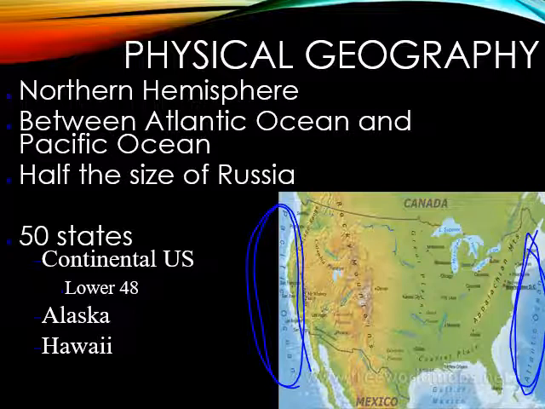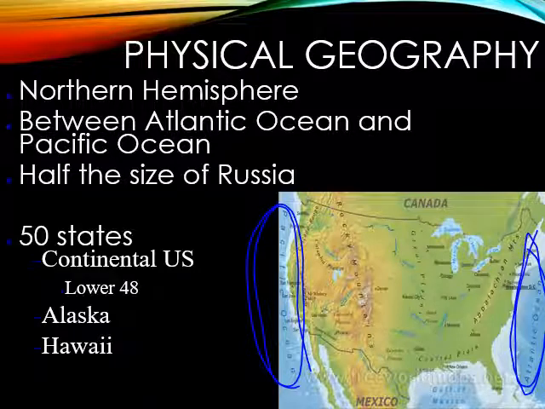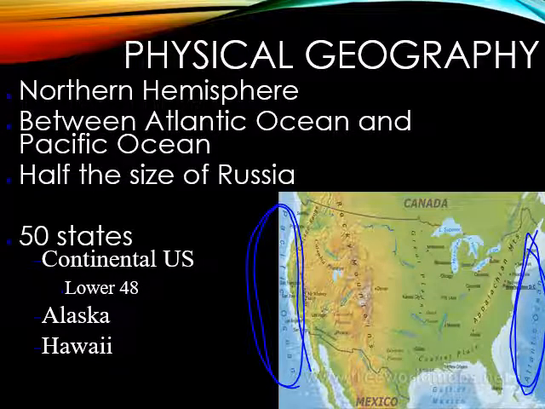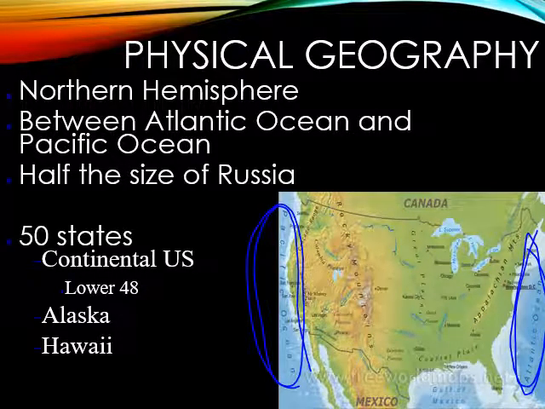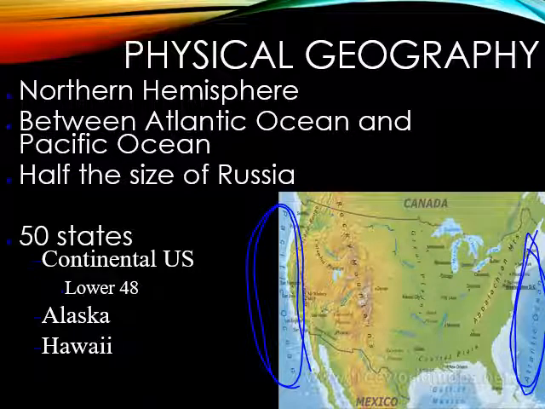It is the third largest country in the world. It's about half the size of Russia, just so you have a good comparison, with Russia being the first largest country in the world and Canada being second. United States comes in at third. We have 50 states. It's separated into 50 different states. And these 50 states include the lower 48 that we see pictured in this map here. And then there also are Alaska and Hawaii.